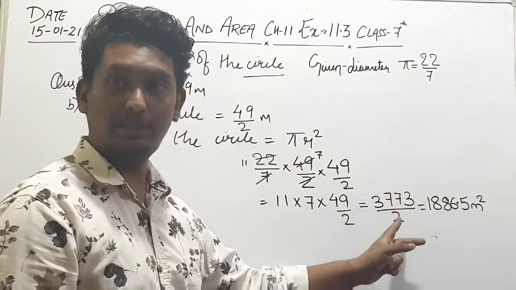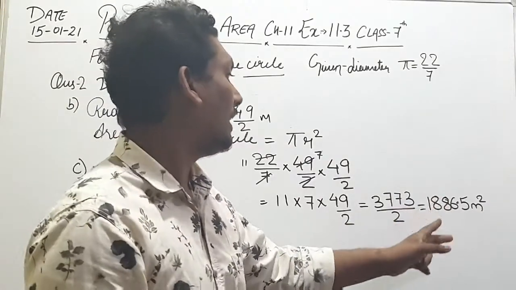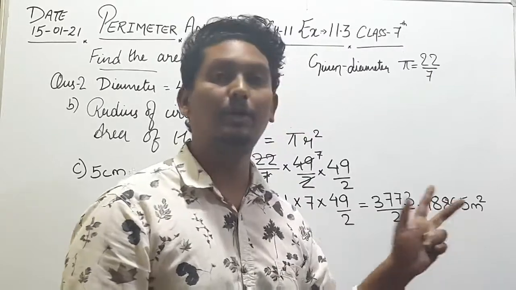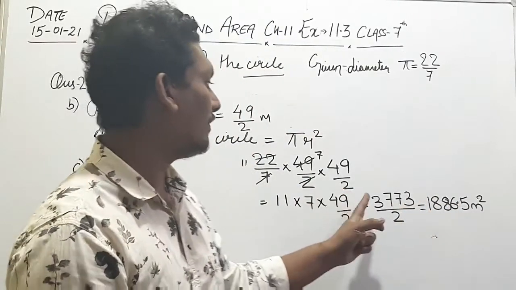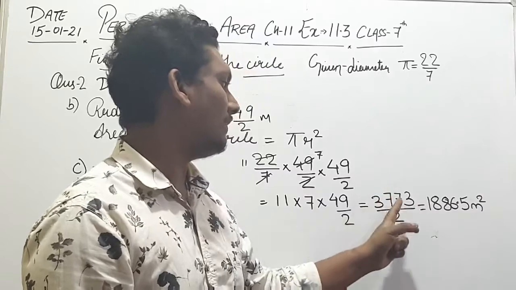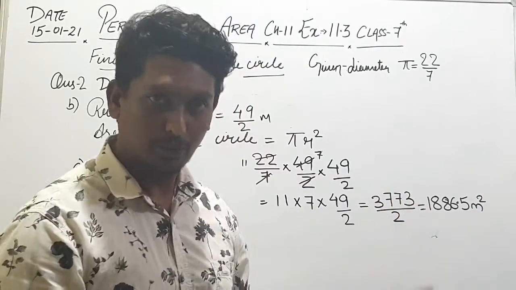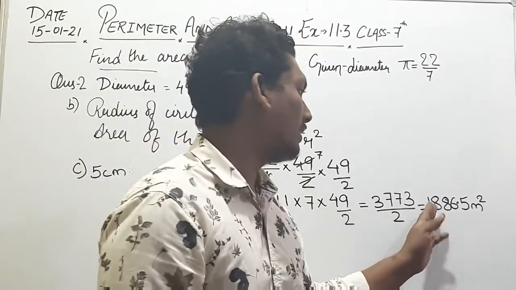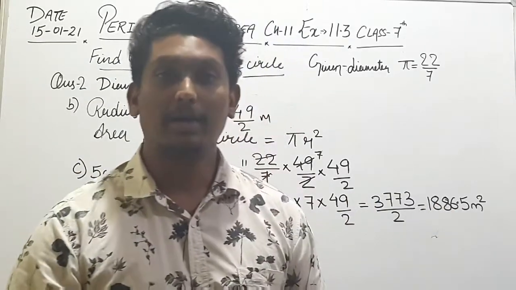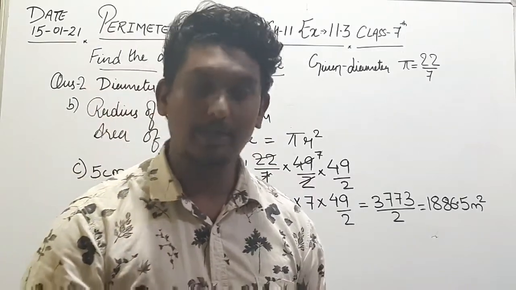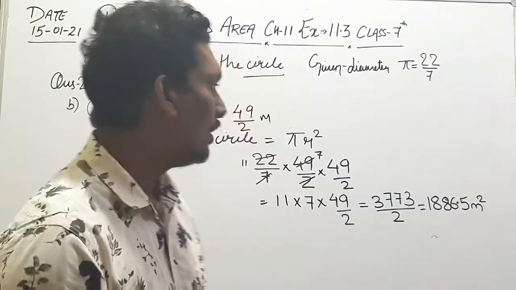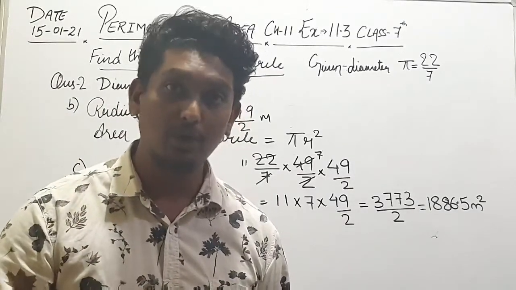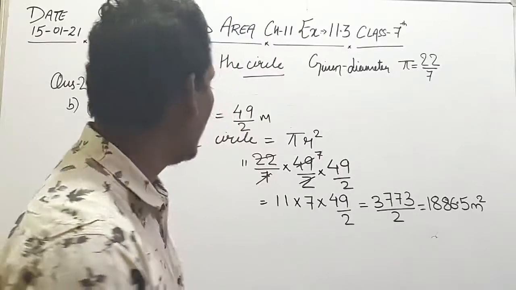When you divide 3773 by 2, you will get 1886.5 meters square. Okay, that's the final answer for this question. So hope it is clear to you that when the diameter is given to you, what you have to do? You have to find the radius first.